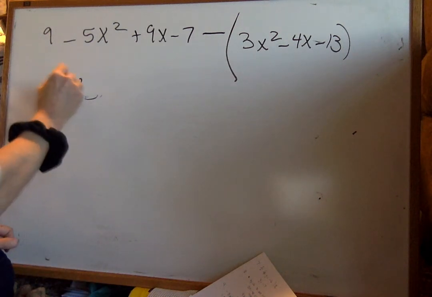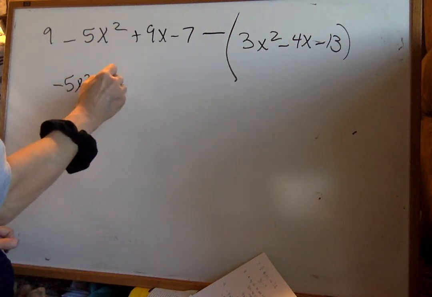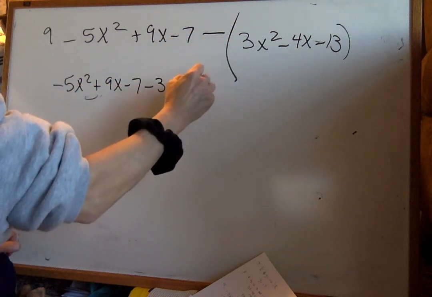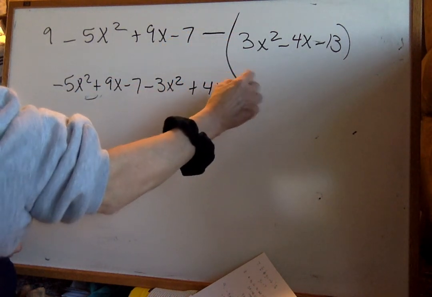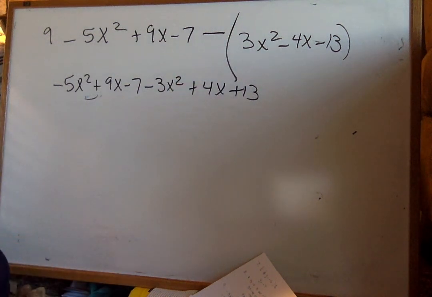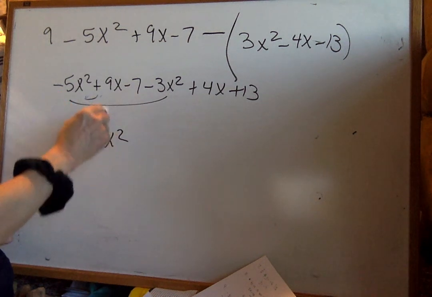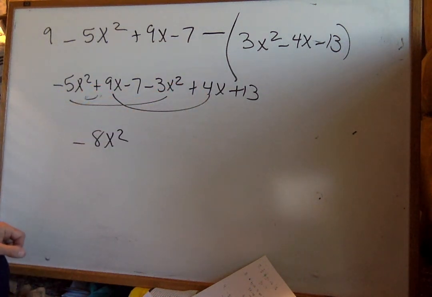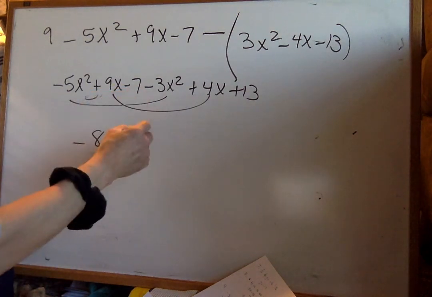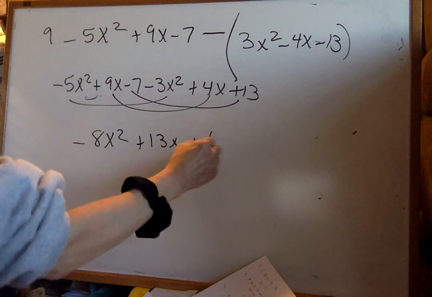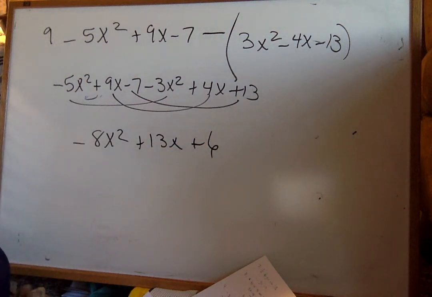Negative 5x squared plus 9x minus 7 minus 3x squared plus 4x plus 13. This is just a simplify problem. It's not a solve. There is no equal sign. That gives you negative 8x squared. Like grouping my like terms, right? That is 13x. And I guess that's 6. I must have stolen this from the book.